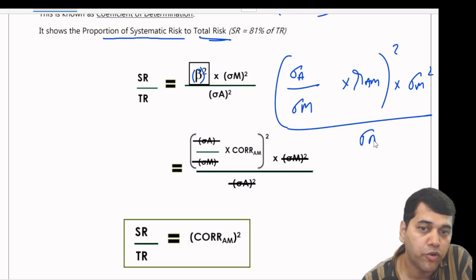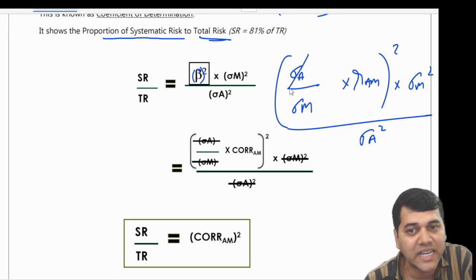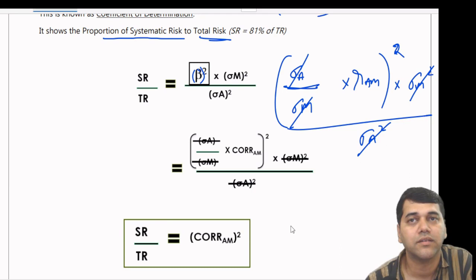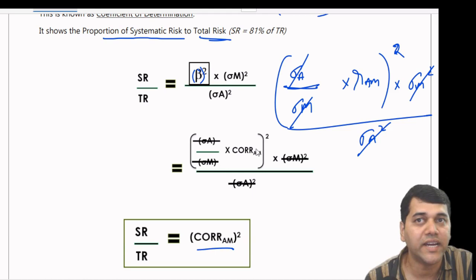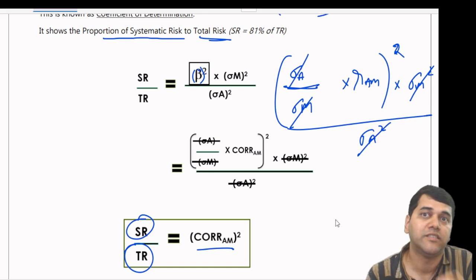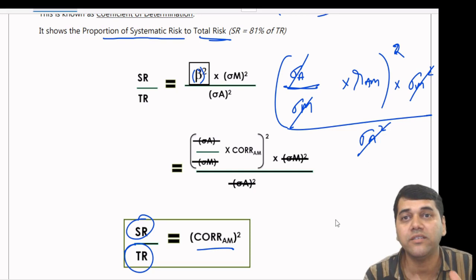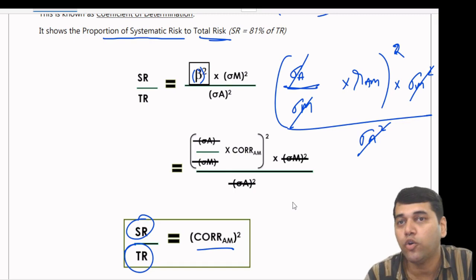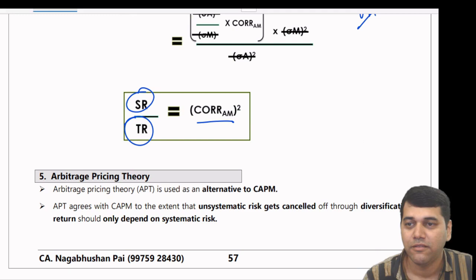Followed? Now, can I strike this off with this? Because it is a square, no? Can I strike this off with this, since this is divided by that? So, what remains? The square. So when I square the correlation, what I get is systematic risk divided by total risk. That means if my total risk is, say, 50 or 100, out of that, how much is contributed? Suppose my total risk is 30 marks. I was expecting 70, it should give me 30. In that, how much is the institute responsible for? That is represented by correlation square. Followed, no?